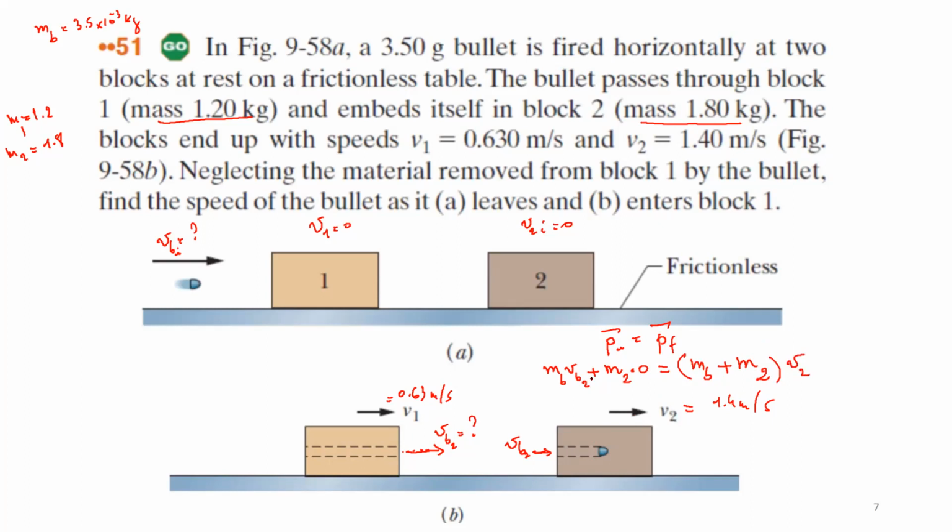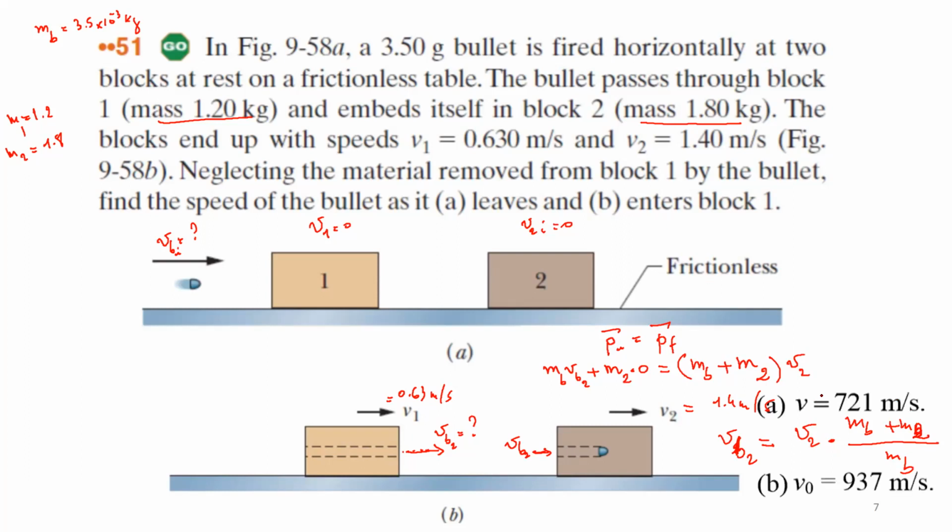Okay, so this will give me what? VB2, the velocity of the bullet 2, which is the velocity of the bullet as it leaves block 1 and enters block 2. So it will be V2 times the mass of the block plus the mass of the bullet, divided by the mass of the bullet. Okay, and you do it, how much do you get?